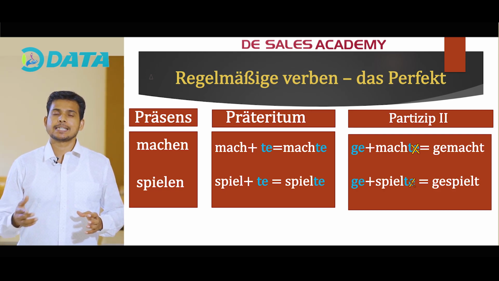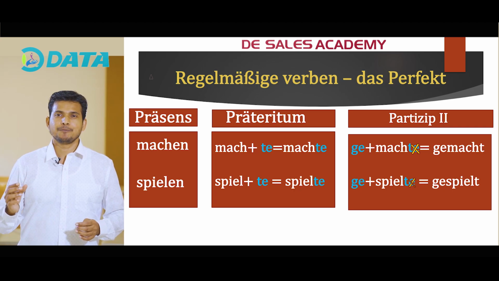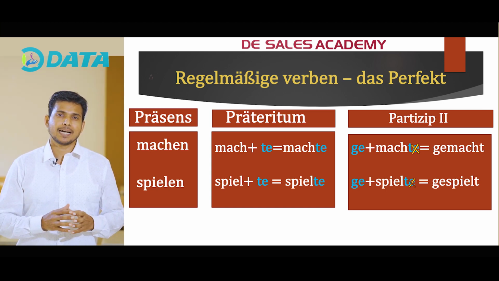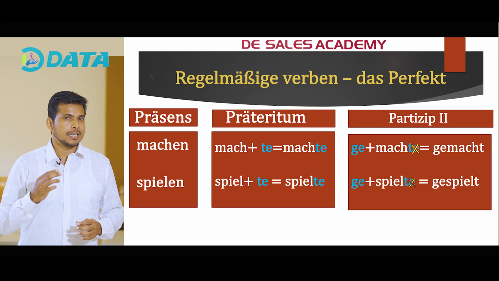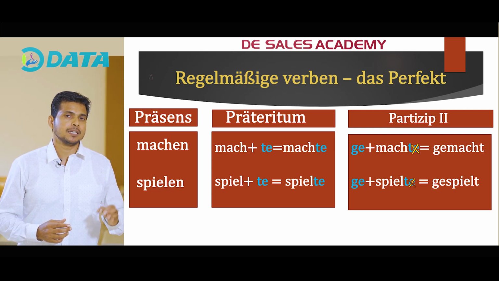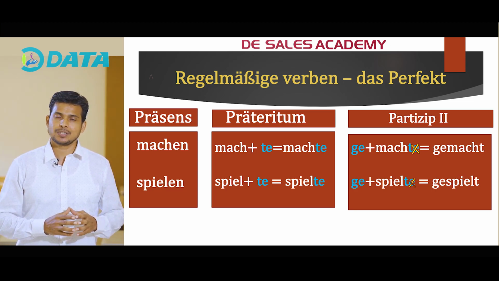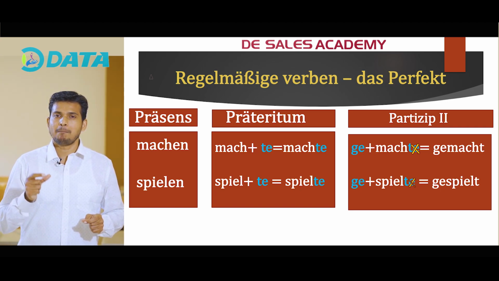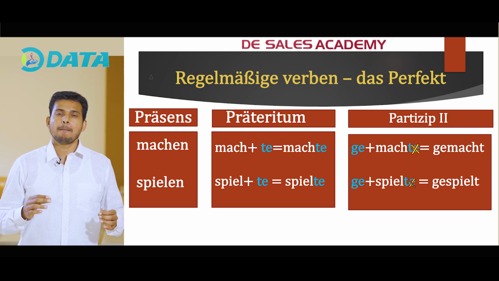Now we have some regular verbs here. For example, machen: the Präteritum form is machte, and the Partizip zwei form is hat gemacht. In order to make the Präteritum from the regular verb machen, we need to take the stem of the verb. As we have already learned, to take the stem we remove the last 2 letters. When we remove them, we get the stem mach, and along with mach, we add te, so it is machte.